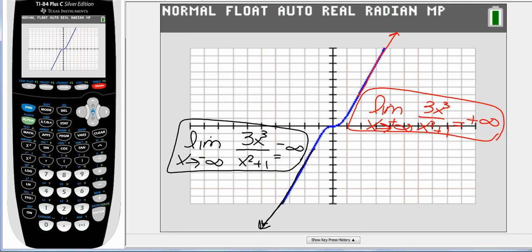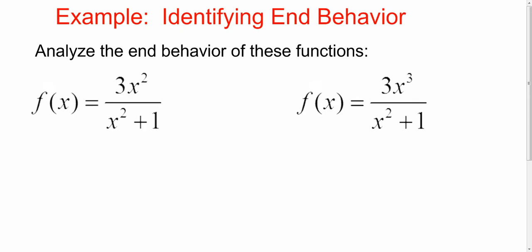And that's how I would analyze end behavior. Notice that these are approaching negative and positive infinity on either side, not approaching a specific number, and therefore I do not have a horizontal asymptote. If you're getting close to a specific number, you have a horizontal asymptote. If not, you don't. So that's what end behavior would look like, and that's this lesson.